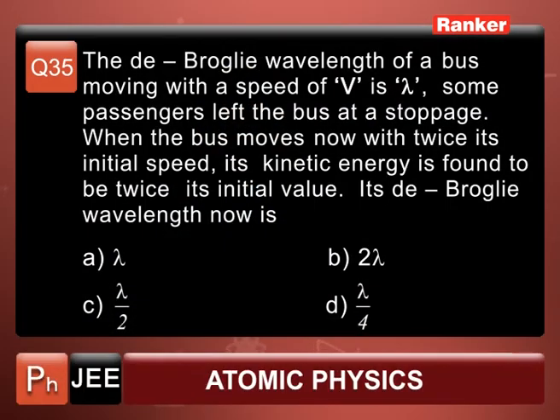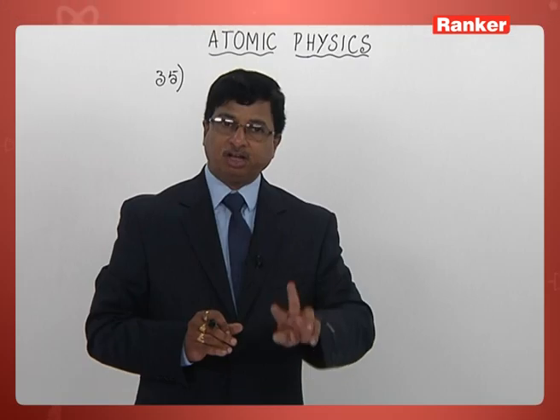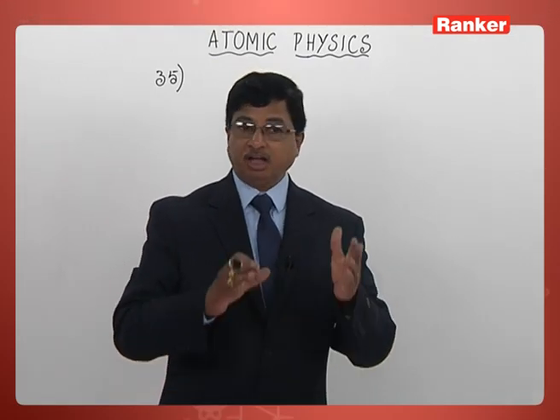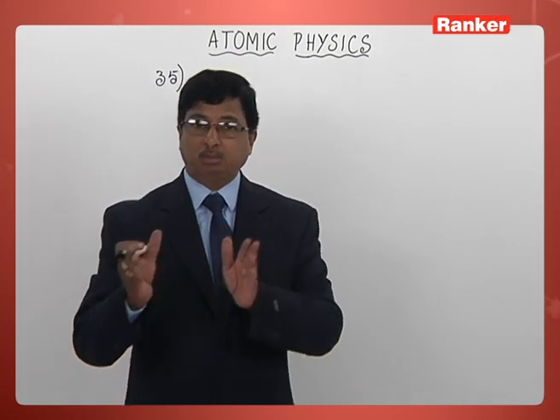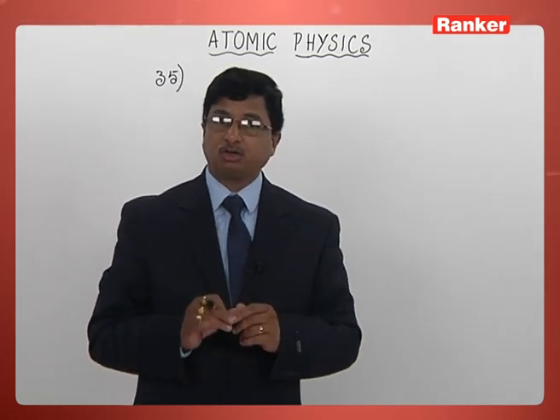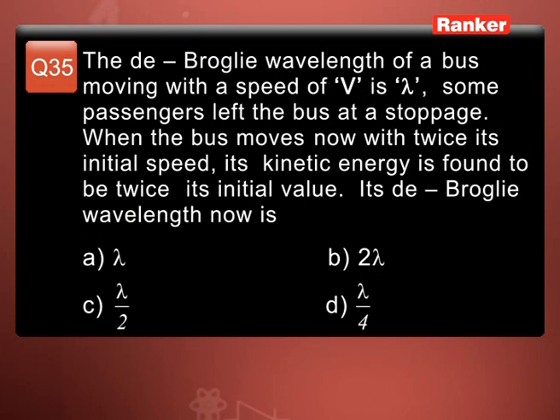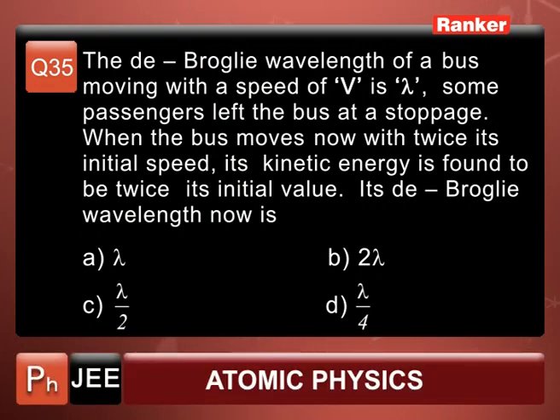Its de Broglie wavelength now is how much? So velocity is doubled, and the kinetic energy of the bus also is doubled. That is what he is talking about. Now what is the de Broglie wavelength? The first option is lambda, the second option 2 lambda, the third option lambda by 2, and the fourth option lambda by 4. What is the correct option we have to look into?